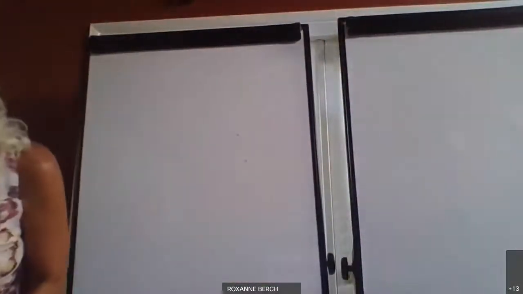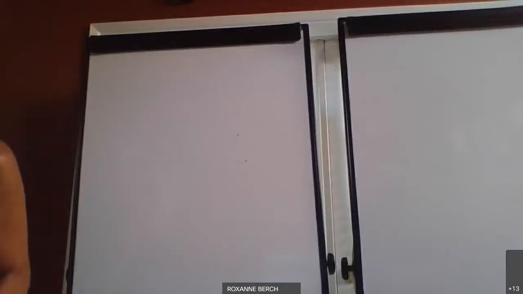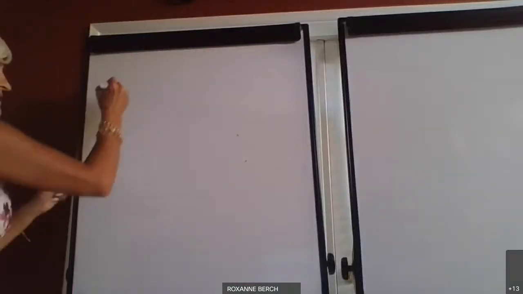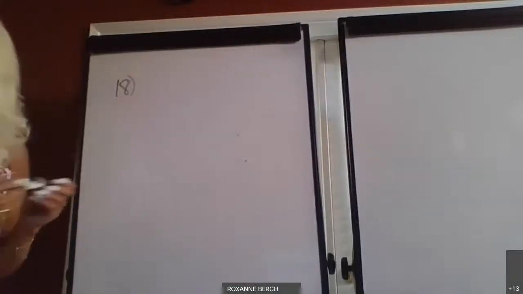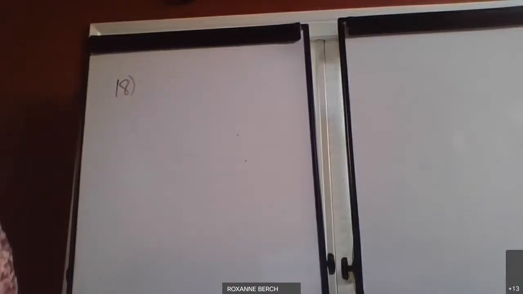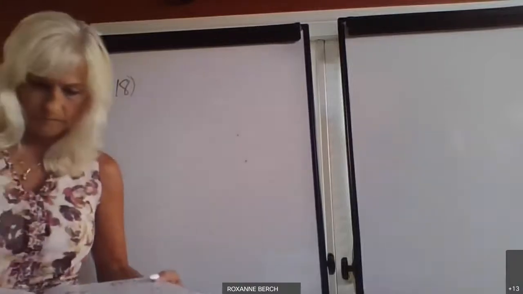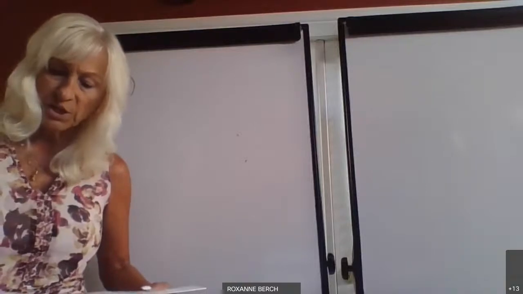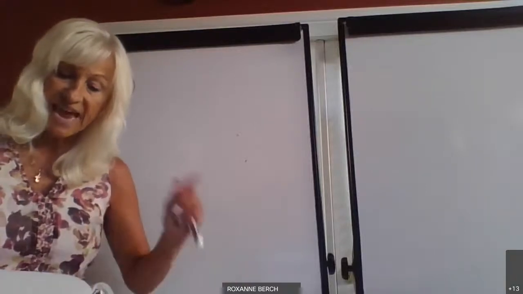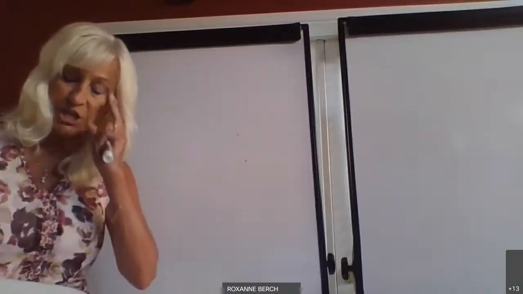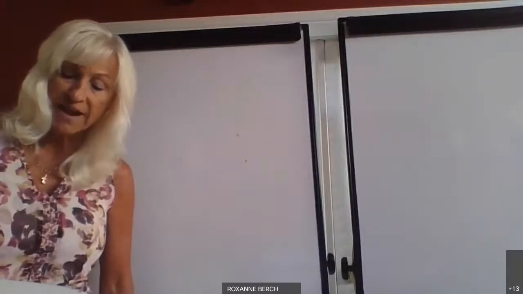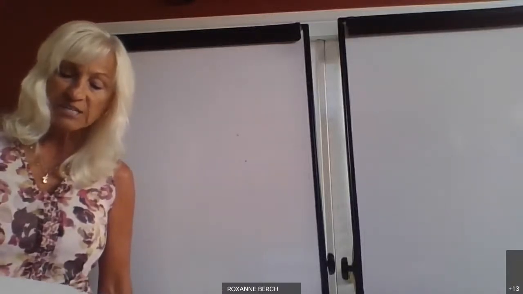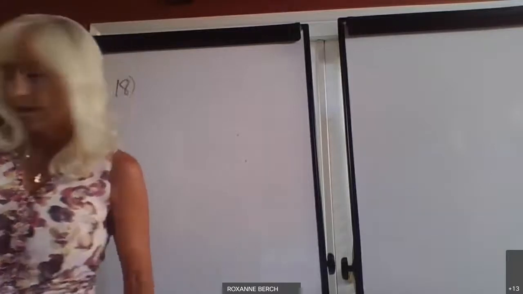Okay, that was problem number 16. Now I want to do problem number 18. You're going to be doing problem number 17. Let's read this problem. Including 5% sales tax, an inn charges $2.52 per night. Find the inn's nightly cost before the tax is added.